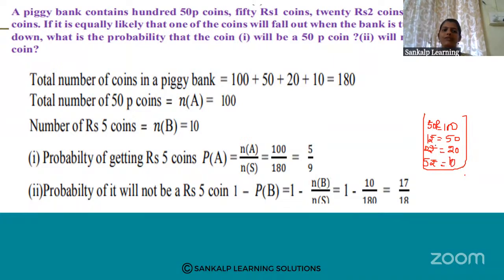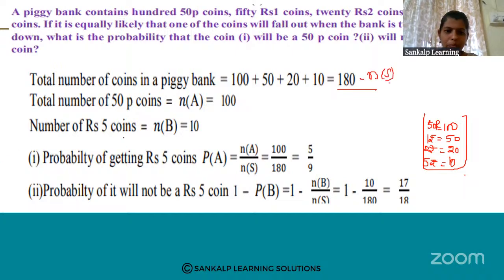If it is equally likely that one of the coins will fall out when the bank is turned upside down, what is the probability that a coin will be a 50 paisa coin or will not be a 5 rupees coin? Total number of coins in the piggy bank, that is 100 plus 50 plus 20 plus 10. That is 150, 170, 180, right? 180 is the total number of coins in the piggy box. This we consider as n of s.